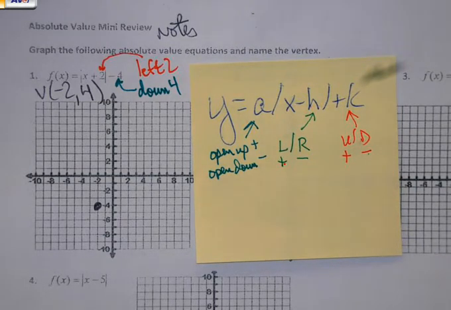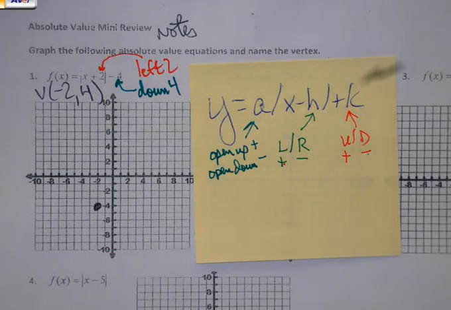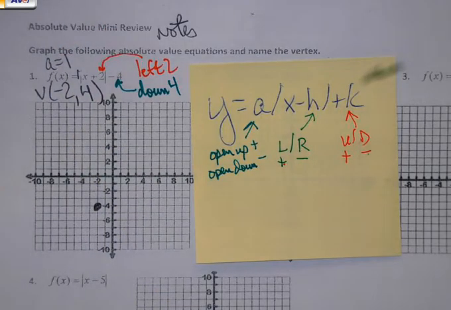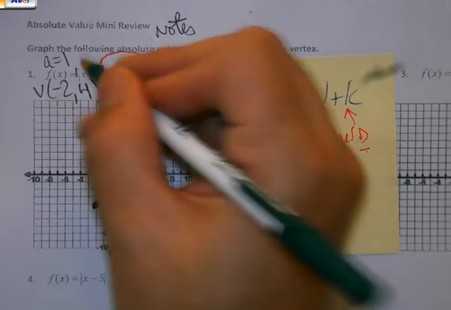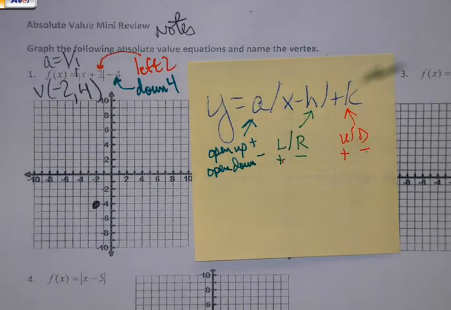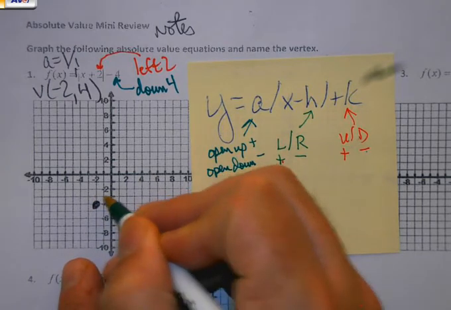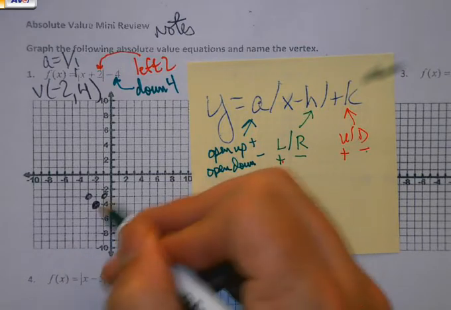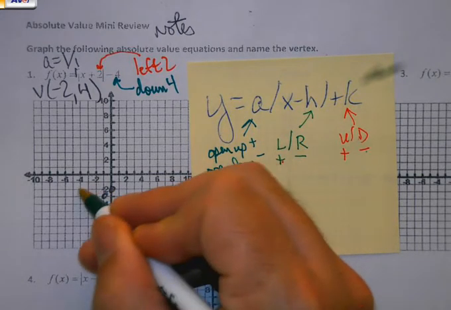And so once I get there, now the a value is going to tell me my air quote slope and what direction it goes. Since I don't see a number in front of my absolute value, what number's there? 1. So my a value is 1, which means this is going to open up. It also means, since we always make slope a fraction, we can make it 1 over 1, so from here I'm going to go up 1 and over 1 in each direction. So again, absolute value graphs are going to look like V's. And so I keep following that pattern.